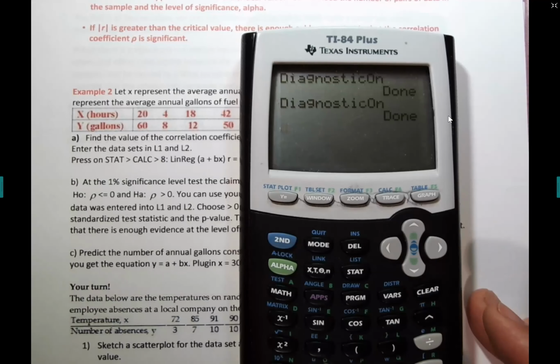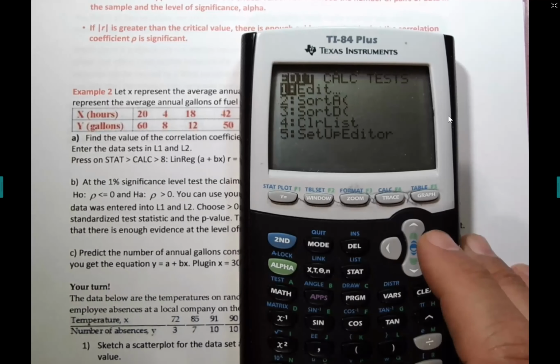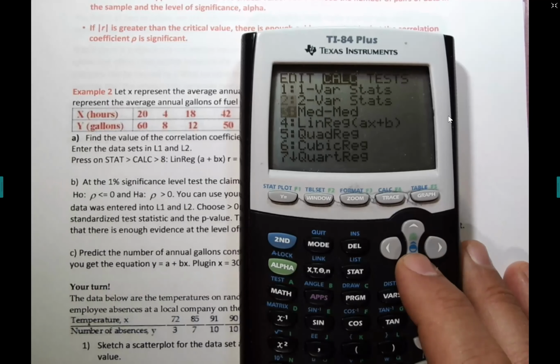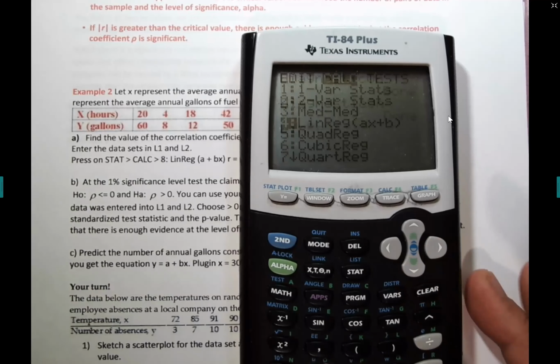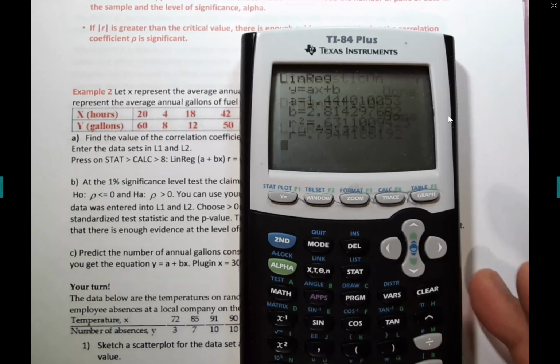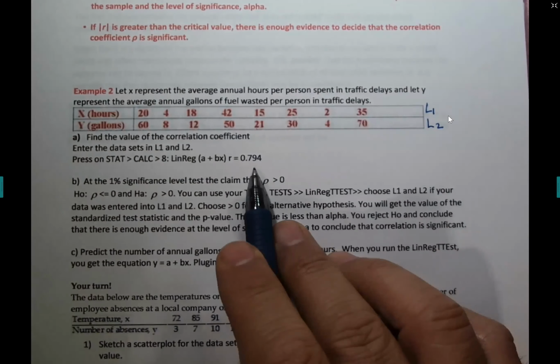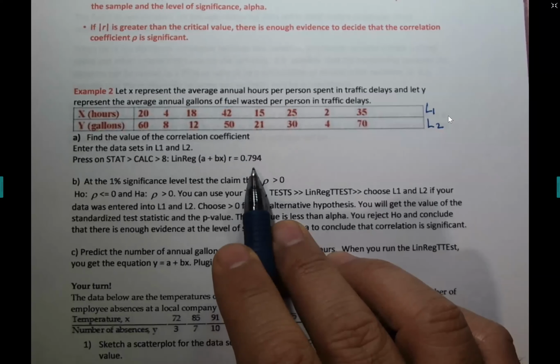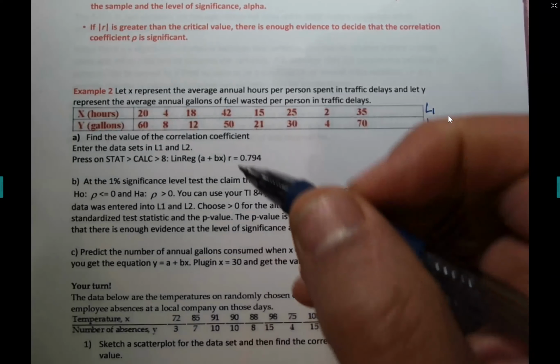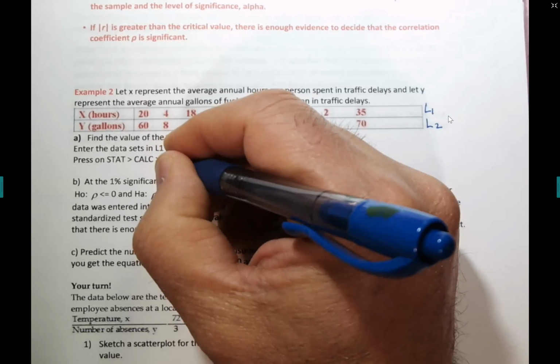And done. Now if I go back to stat, calc, it's very straightforward. Just use technology. And here's R, 0.794. Write it down. 0.794. Oh, I put 8. I could just change that to 4. That's more convenient.